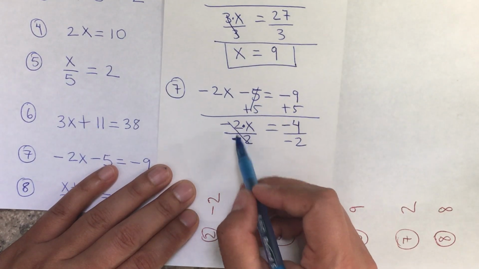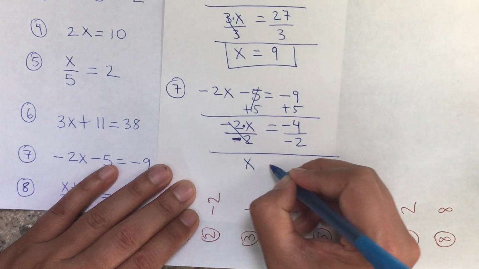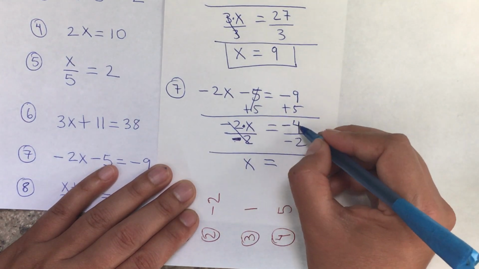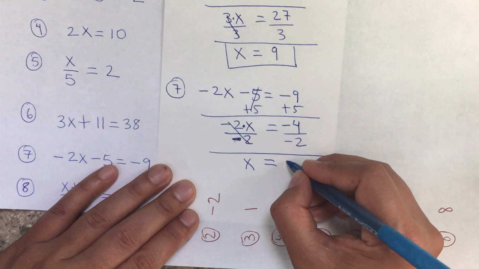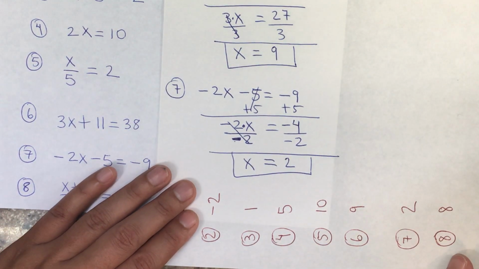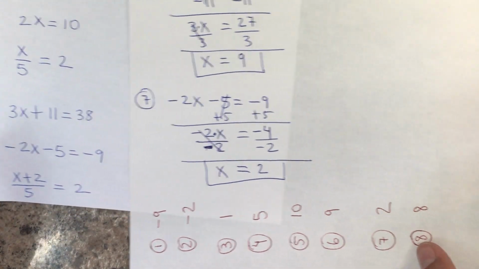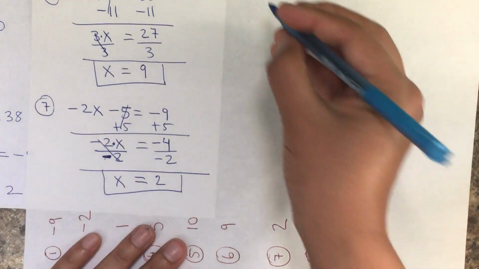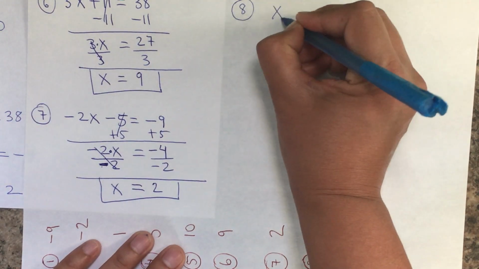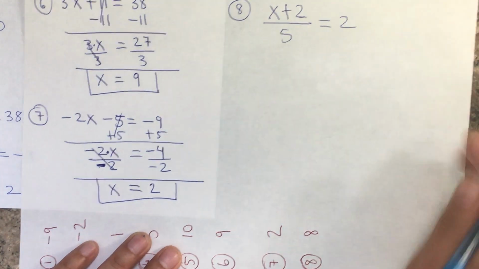This cancels, and negative 2 divided by negative 2 is positive 1x, but we don't put the 1 in there, equals negative 4 divided by negative 2 is positive 2. So that's the answer. And number 8. So number 8 says x plus 2 divided by 5 equals 2.